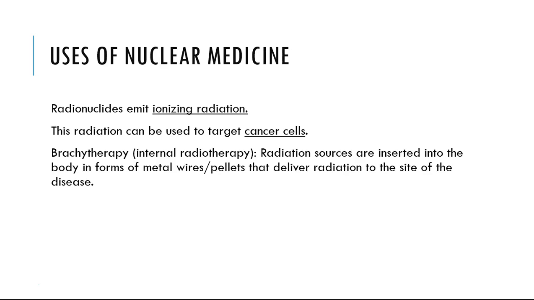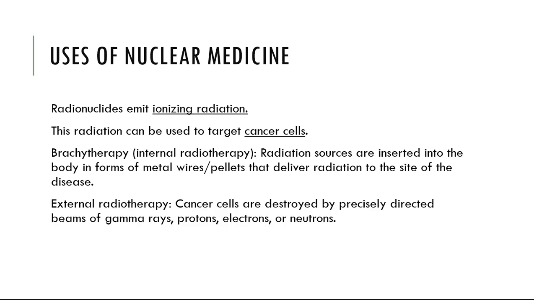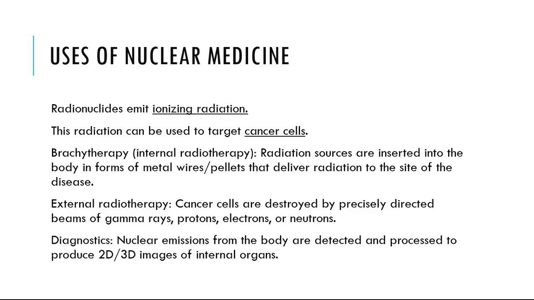So there's a couple different kinds of radiotherapy that are used. Brachytherapy is sort of internal, it's at the site. So radiation sources are inserted into the body, and this would be in the form of either metal wires or pellets that are going to deliver radiation directly to the site of a disease. And then external radiotherapy is when cancer cells are destroyed by very precisely directed beams of either gamma rays, protons, electrons, or neutrons. And later when we talk about alpha therapy, we'll talk about why alpha particles can really only be used internally as opposed to externally.